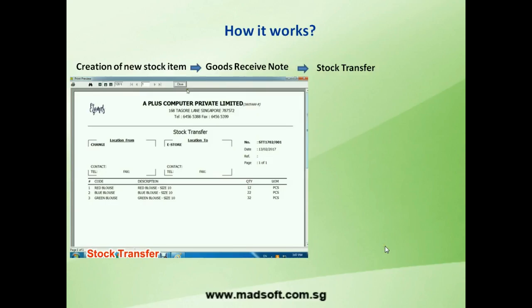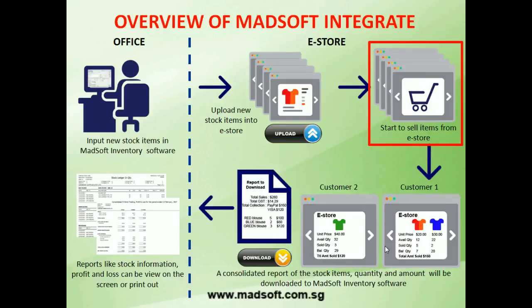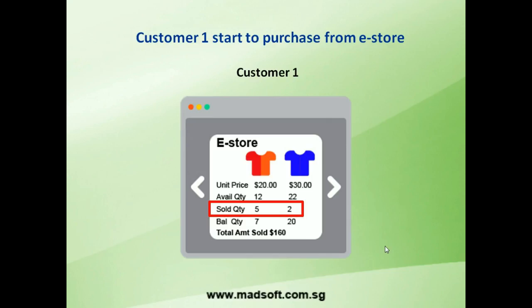After creating the stock item, goods received notes is used to record stock items received from the suppliers at the warehouse. Following that, stock items will be transferred from the warehouse to the e-store. Stock items from the MadSoft inventory software will be uploaded to the e-store and able to let the customers do the online sales transactions. The company can start to sell the items from the e-store.